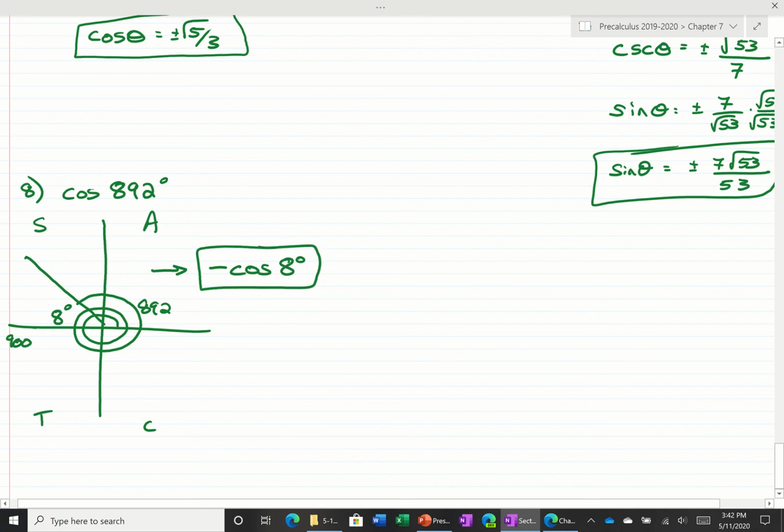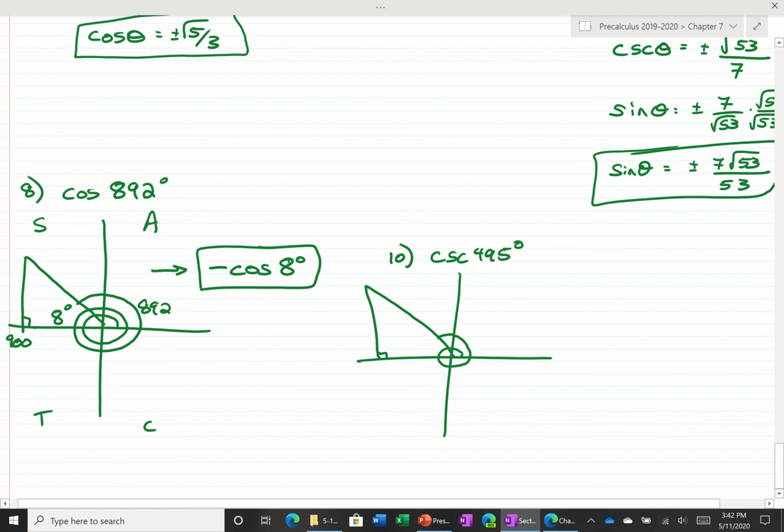For problem number 10, it says the cosecant of 495. Well, this is 360, 450. So we're again in quadrant 2. And if this is 450, and this is 540, our reference angle would be 540 minus 495 is just 45 degrees. Now cosecant's the reciprocal of sine. Sine is positive in quadrant 2, so cosecant's also going to be positive in quadrant 2. So we would just write the cosecant of 45 degrees.